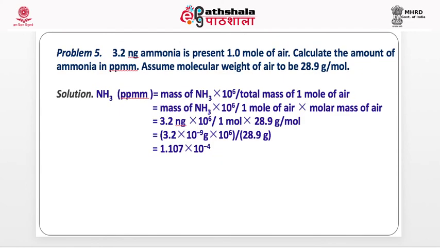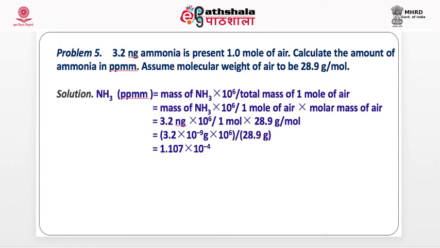Now, there is a problem. 5.2 nanogram of ammonia is present in 1.0 mole of air. Calculate the amount of ammonia in ppmm. Assume the molecular weight of air to be 28.9 gram per mole. Solution. How will we solve it? ppm equals mass of ammonia into 10 to the power 6 divided by total mass of 1 mole of air. Remember, it is present in 1 mole of air, so that's why it is 1 mole of air.